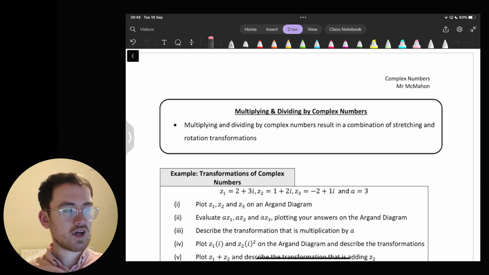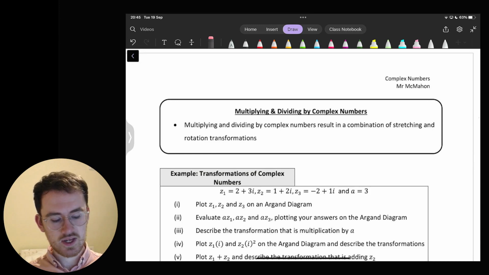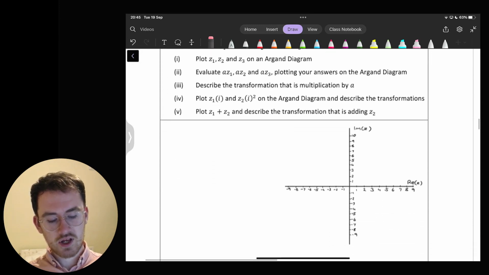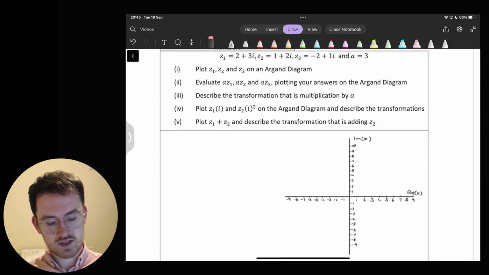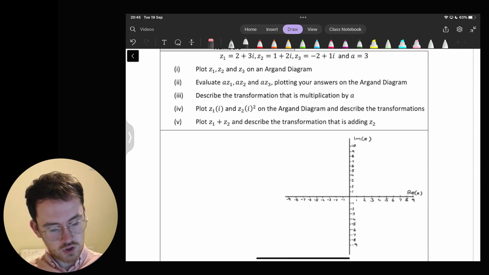So let's just look at this example here then. We're looking at Z1 being 2 plus 3i, Z2 being 1 plus 2i, and Z3 being minus 2 plus 1i. And we have this A as well being 3. And we're asked to plot Z1, Z2, and Z3. So let's plot those first. Using our Argand diagram, we go across to 2, we go up to 3i, and that's going to put it about here for Z1.